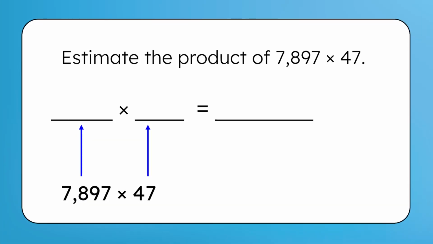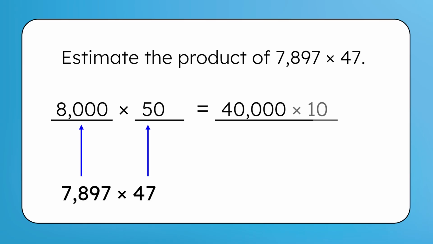We round 7,897 to 8,000 and 47 to 50. To figure out 8,000 times 50, we start with 8 times 5, which equals 40. And we know that 8,000 times 5 would be 1,000 times greater than 40, or 40,000. So, how does our answer change when solving 8,000 times 50? It needs to be 10 times more than 40,000, or 400,000. Great estimating!